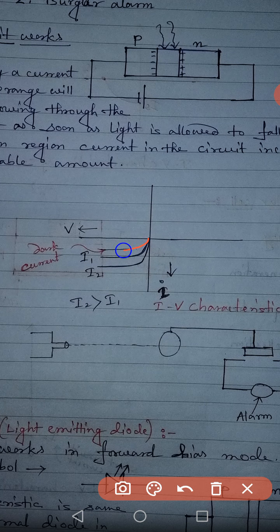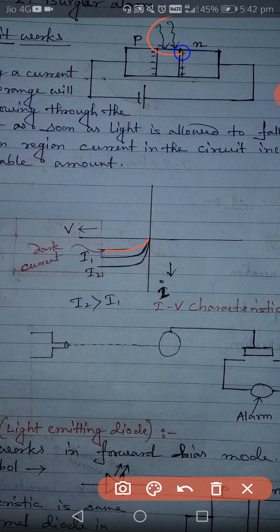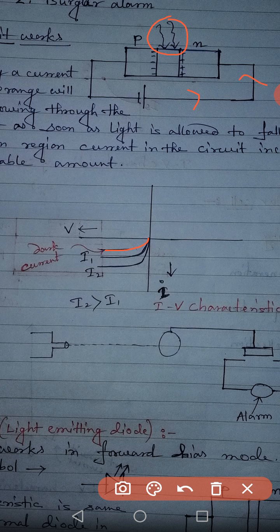this line, the first line, is obtained when no light was allowed to fall in the depletion layer. That means this is the normal current. Normal current means the reverse bias current. So that is why this current is called dark current. Why dark current? Because there was no light when this current was produced. This is only due to the biasing.